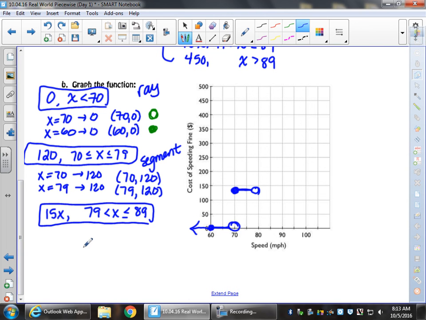So how many constant pieces will this have, and how many non-constant pieces will this have? So we should end up with 3 constant pieces, and we're going to have 1 non-constant in the middle. So when you plugged in 79, what did you get out? 120? So I'm going to do 79 times 15.